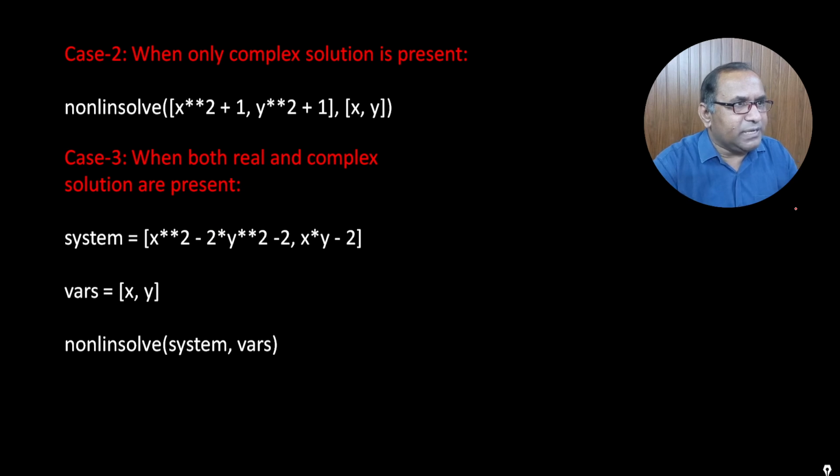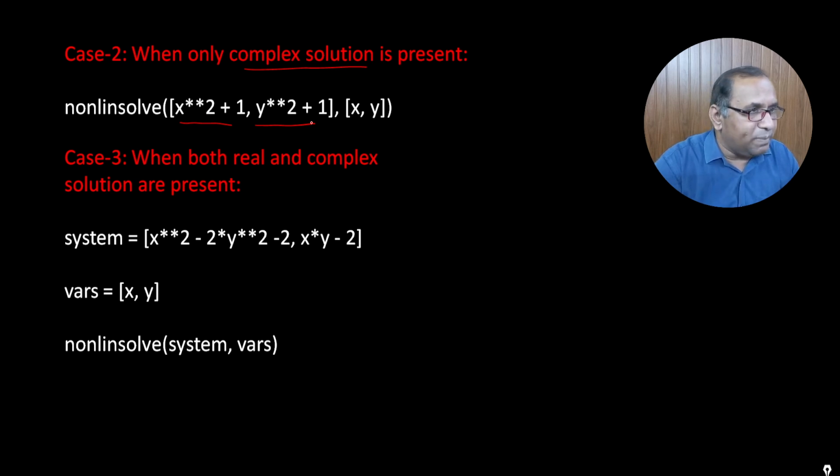There are two other cases too. When we have the solution in complex form, we can see the equations x square plus 1 is equal to 0 and y square plus 1 is equal to 0. In this case we have the solutions in complex form. And in the third case, you can see here x square plus 2y square minus 2 is equal to 0, and the next equation is xy minus 2 is equal to 0. So this expression can also be used to solve the system of equations.